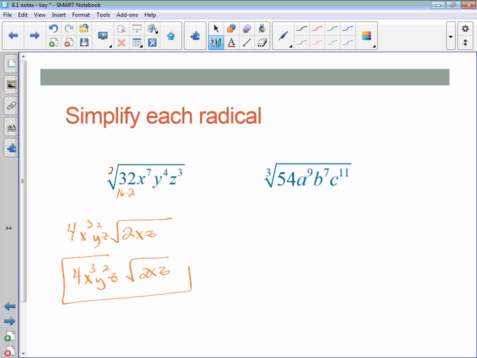Okay? All right, so you guys try the next one. Now realize it's the cube root of 54. So you're thinking biggest cube that 54 is divisible by. You can make the little tree if you really like your tree too. However you can simplify that, you go for it.